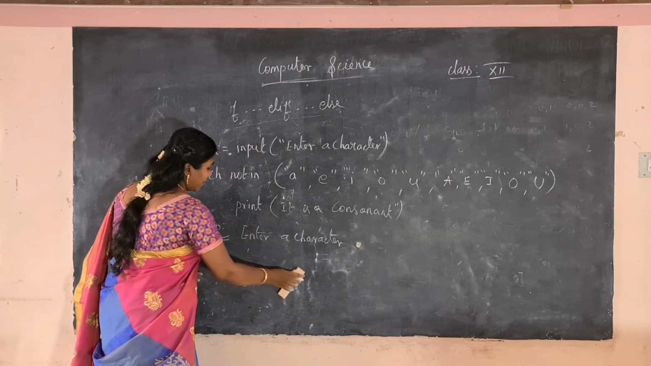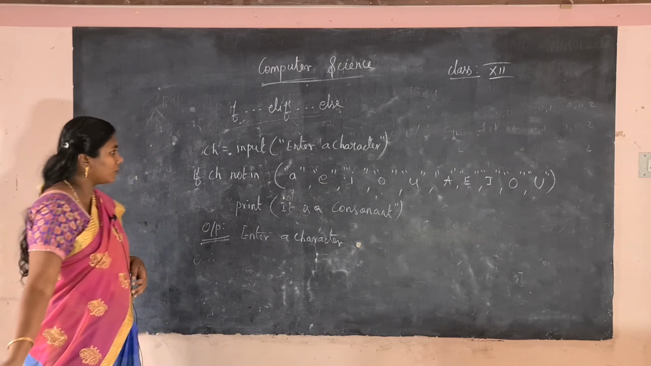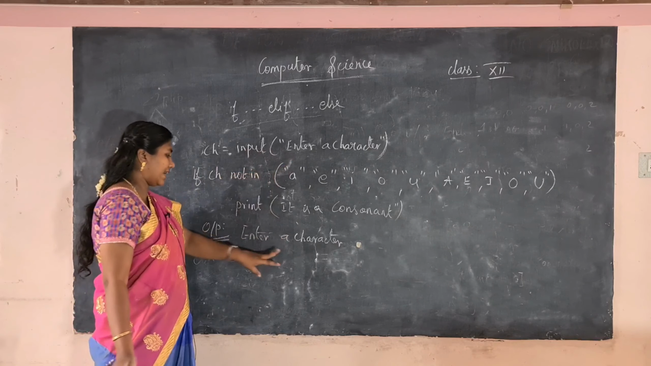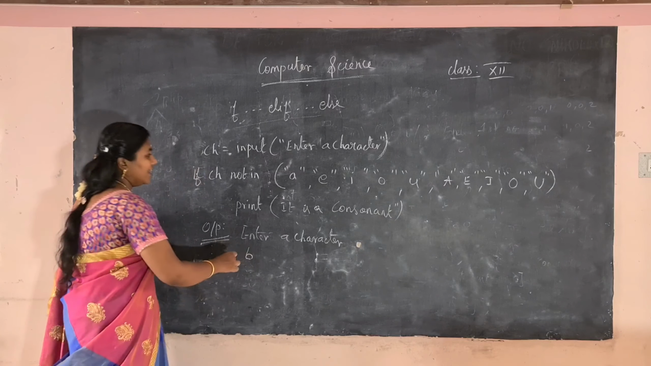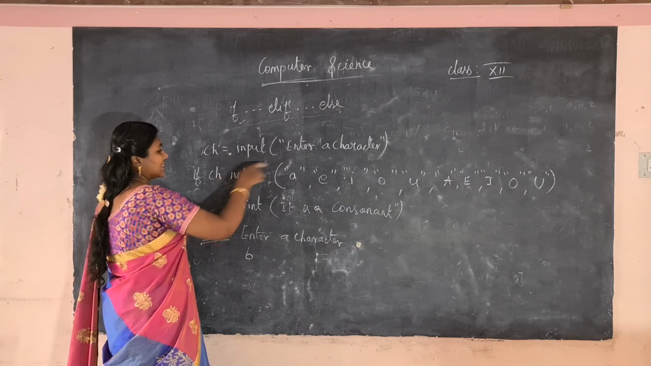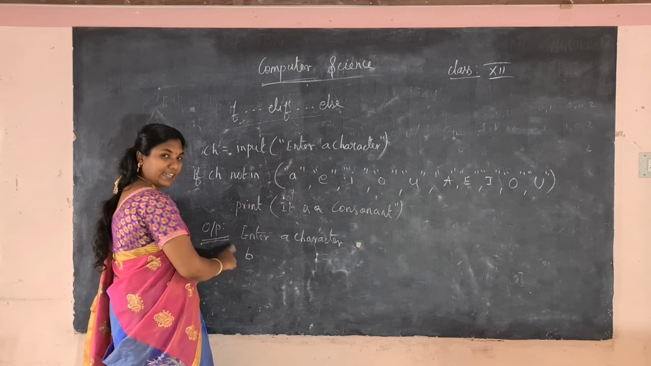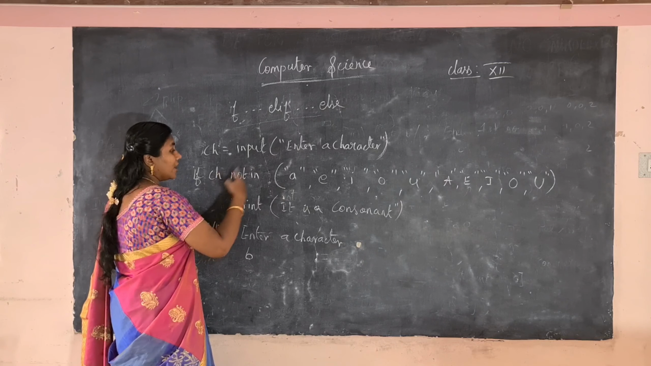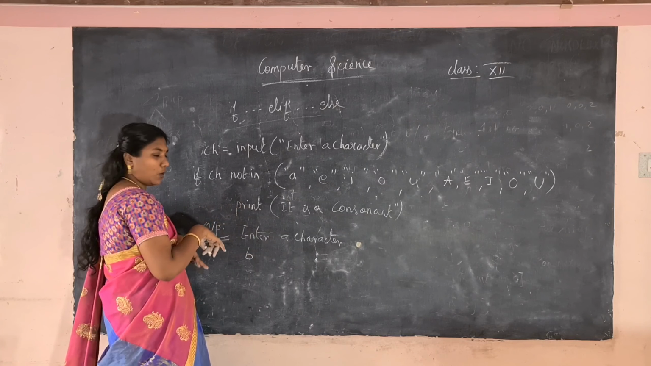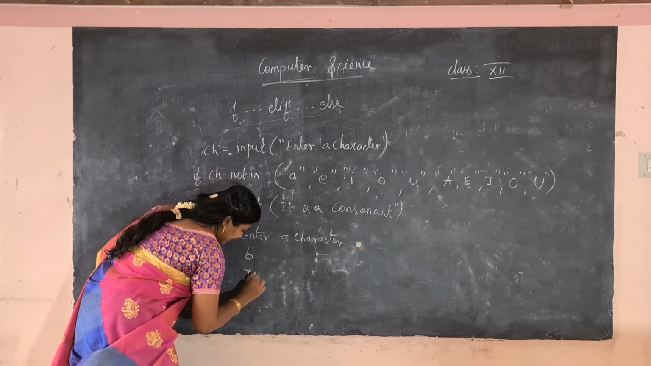Okay, so here also in the output, what will be the output? It will ask me to enter a character. Suppose I am giving B, it will check whether the ch is within this. A, E, I, O, U is not there, so now with not in, the condition becomes true, so it is a consonant.